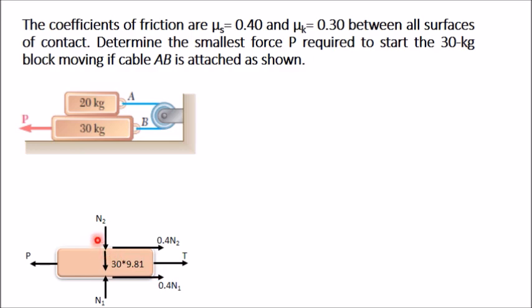Now here you can see the number of unknown quantities. P is unknown, N2 is unknown, T is unknown, and N1 is unknown. So there are four unknown quantities: P, N1, N2 and T, and we have only two equations, summation Fx equal to 0 and summation Fy equal to 0, which are the equations of equilibrium. Since this block is in equilibrium, you will get two equations. From those two equations you cannot determine the value of P.